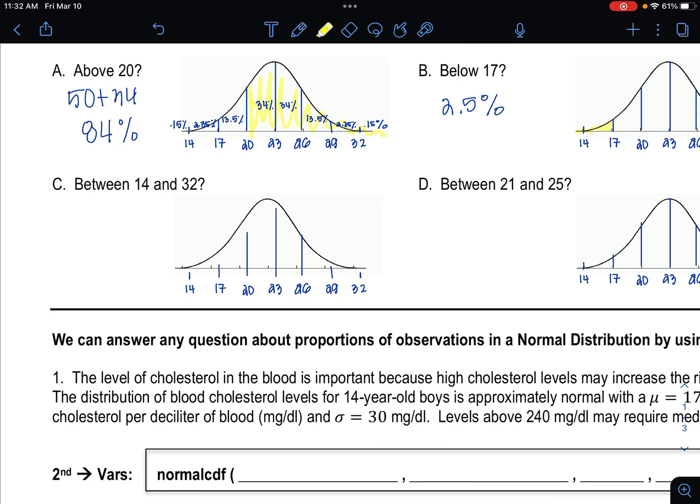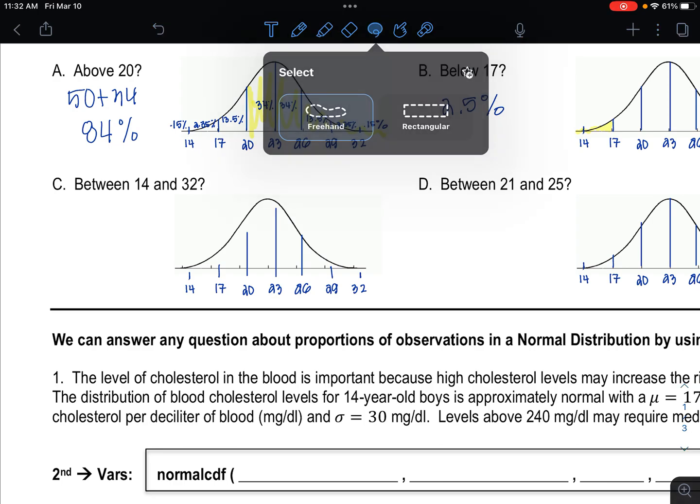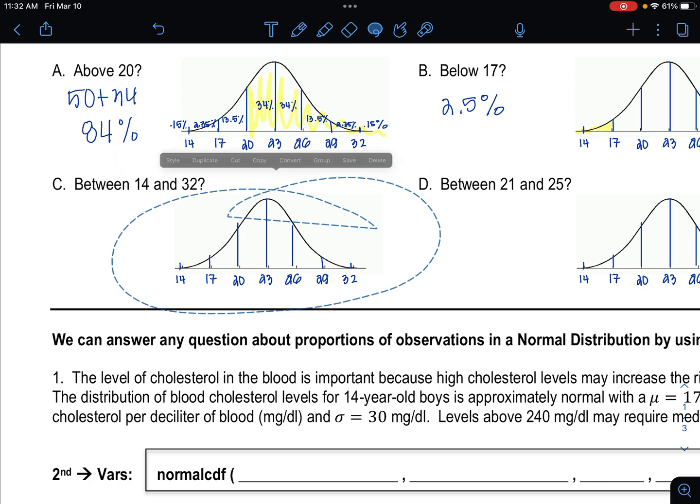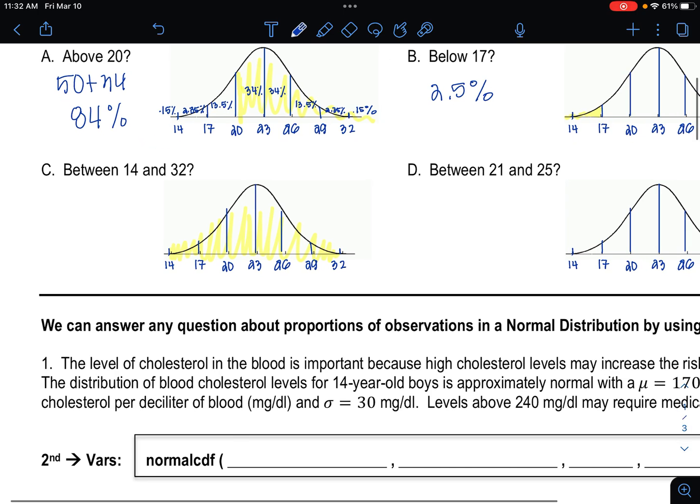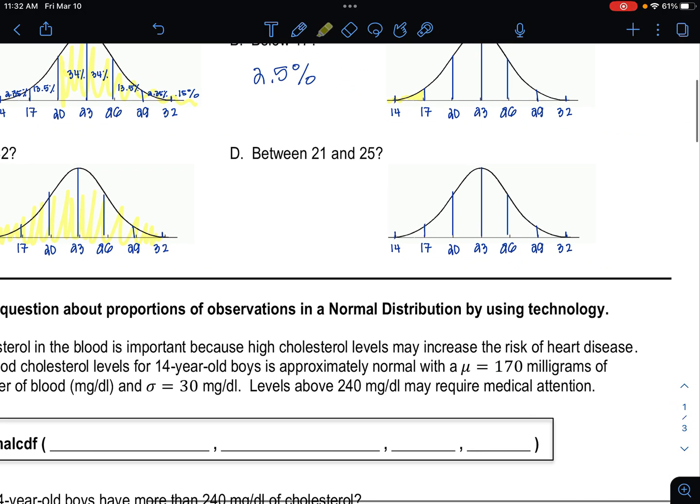Between 14 and 32. Ooh, that's a little off there. Ew, I don't like it. So let's just move it up a little bit. Okay, sorry. All right, so 14 and 32. 14 is here, and then 32 is here. So I would look at it as that is within 3 standard deviations, which, remember, this is the 68, 95, 99.7 rule. So it's everything but the outsides, or you can add everything in there, right? Or you can do 100 minus this, however you want to think about it. I think of it as 3 standard deviations. That's 99.7%.